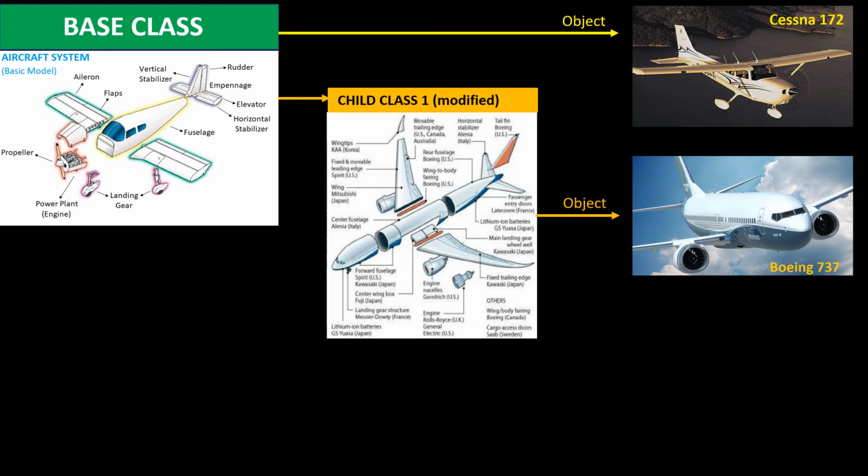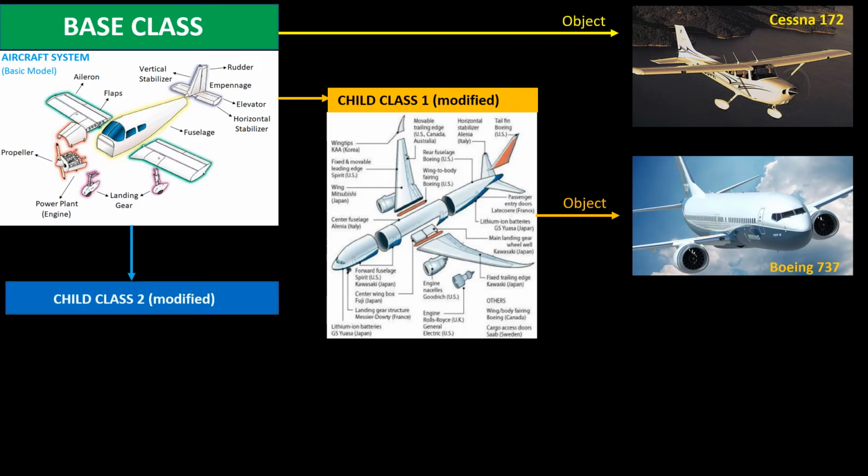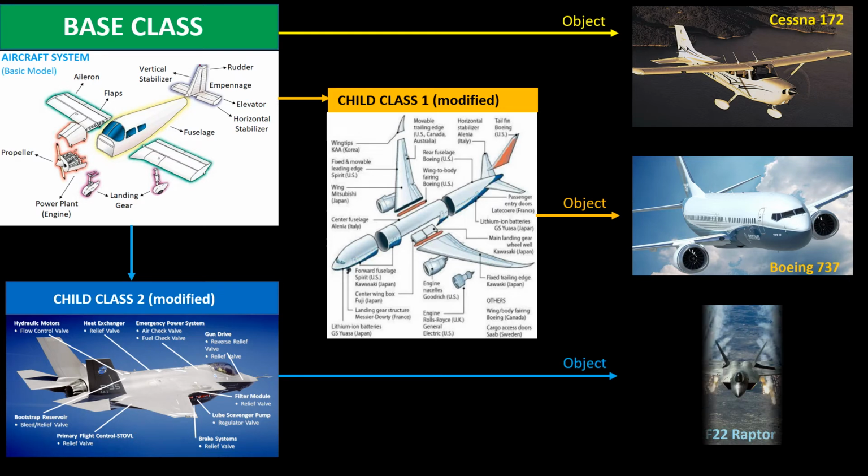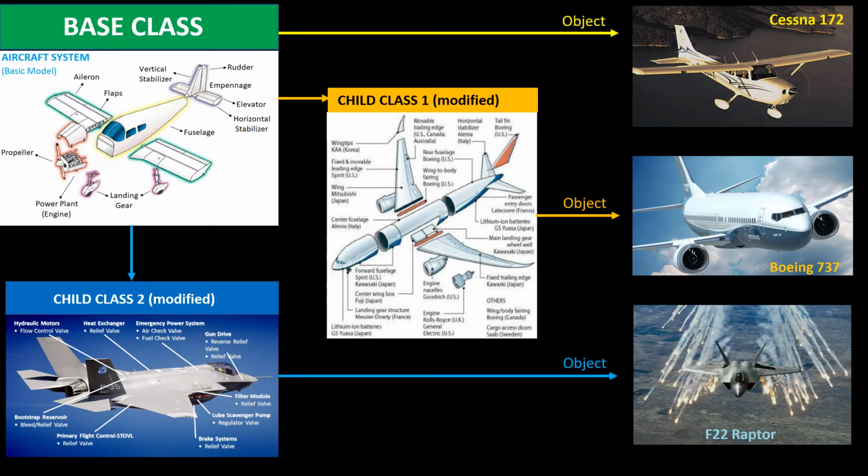Similarly, we modify the base class with additional precision-specific features and create another model plan, the child class 2. It's modeled for building fighter jet aircraft. So we create an object using this class, and here we go. It's the F-22 Raptor.